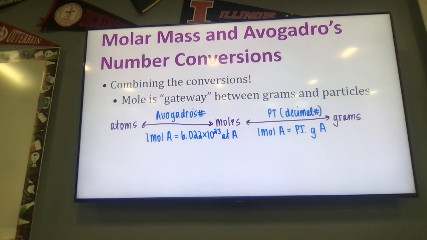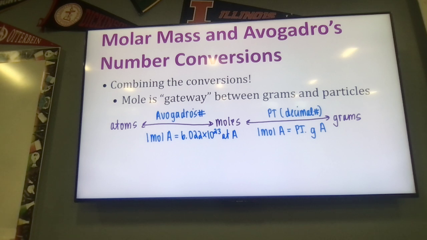Now, my children who are very excellent at math are probably looking at this and going, couldn't I just go straight from atoms to grams? And just say that 6.022 times 10 to the 23rd atoms equals the periodic table grams? I know some of us are like, I could do this much faster.